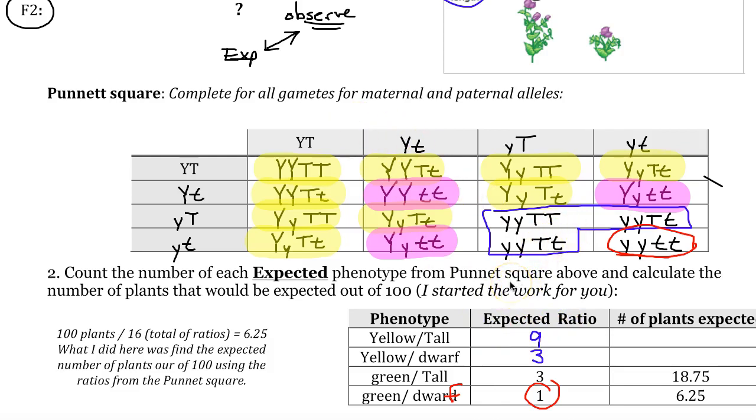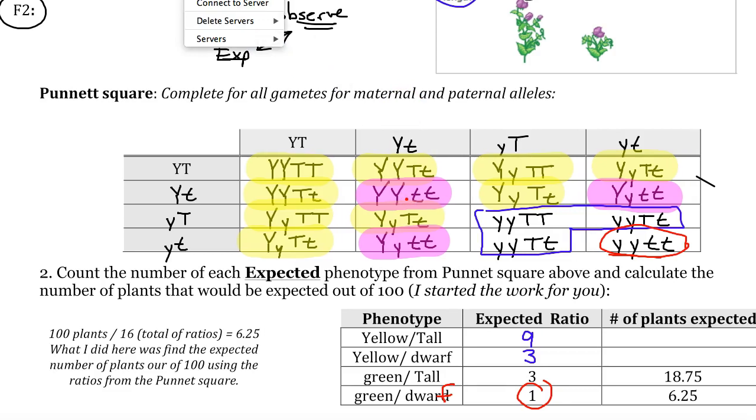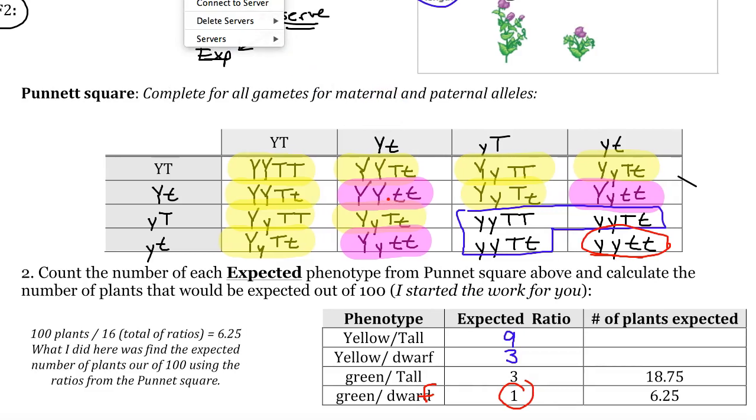Okay, so how do I come up with the number of plants that are expected? Because I just found the expected ratio. So what I do, just to show this over here, is to do the following. And again, there's many ways to do this. What I do here is take the total number of ratio values, 9 plus 3 plus 3 plus 1 is 16, a total of 16 there. So there's 16 parts.